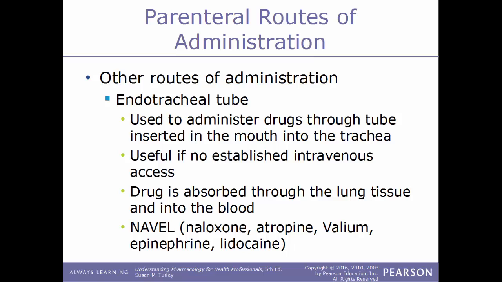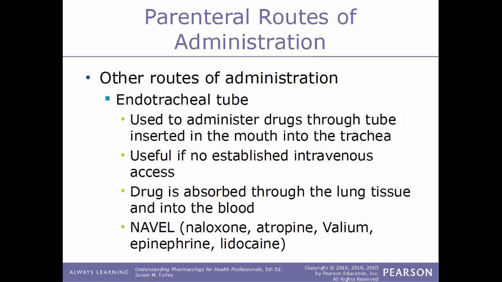The endotracheal tube. This is used to administer drugs through a tube inserted into the mouth, and it goes into the trachea. That's why it's endotracheal. And this is useful if there is no established IV access. Once administered through this route, the drugs are absorbed through the lung tissue, especially the alveoli, the tiny air sacs, and then get absorbed into the blood from there.